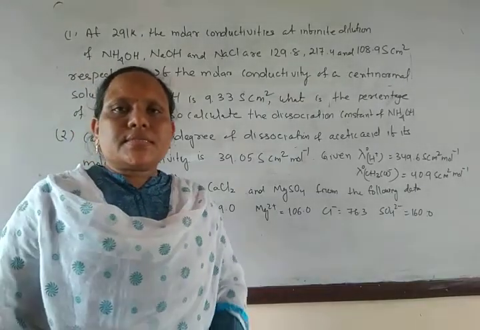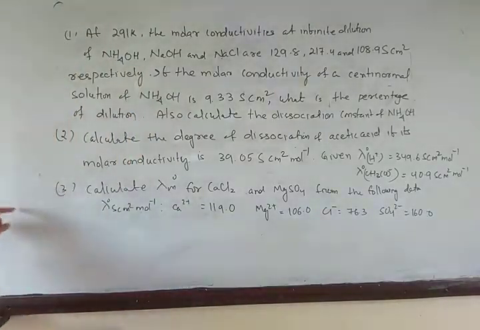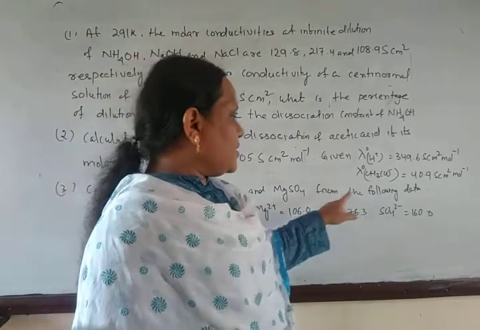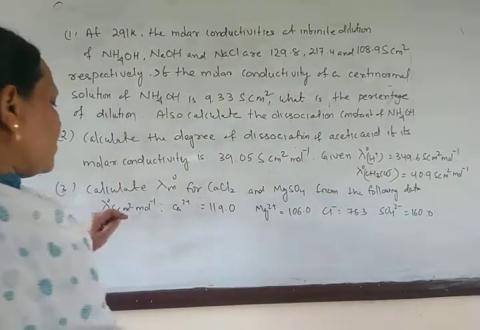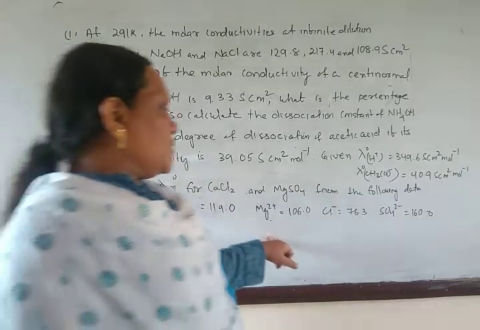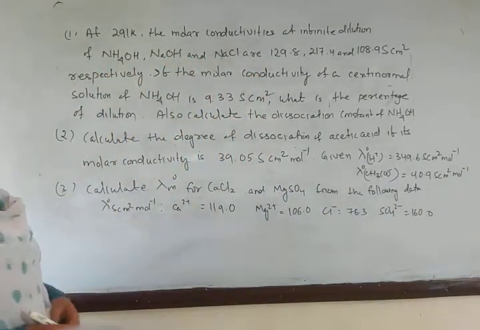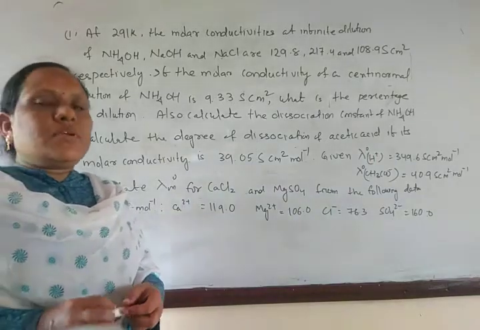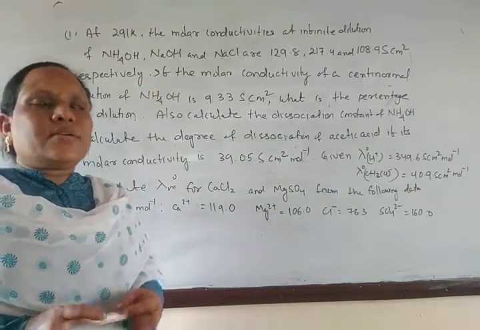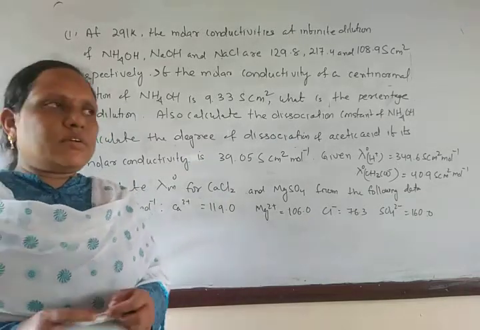Now let us discuss some related problems. First, calculate lambda m naught for CaCl2 and MgSO4 from the following data. All these are given: Ca2+, Mg2+, Cl-, sulfate 2-. We know the molar conductance of any electrolyte is the sum of the molar conductance of its cations and anions, multiplied by the number of ions.